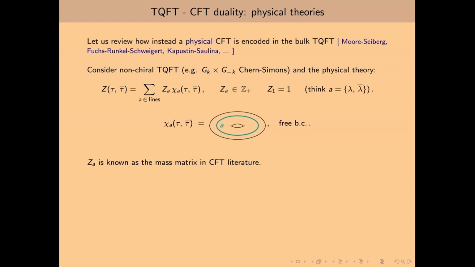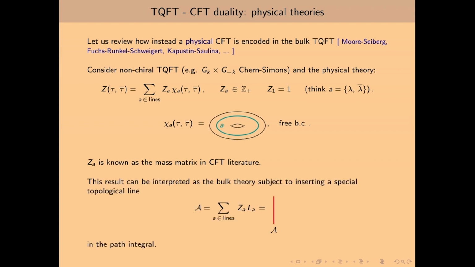And if you want, this result can be interpreted as inserting in the bulk, instead of this small a, a curly A, which is this linear combination here. You should think of this as an object in the bulk theory. There is a topological line, a special one though.